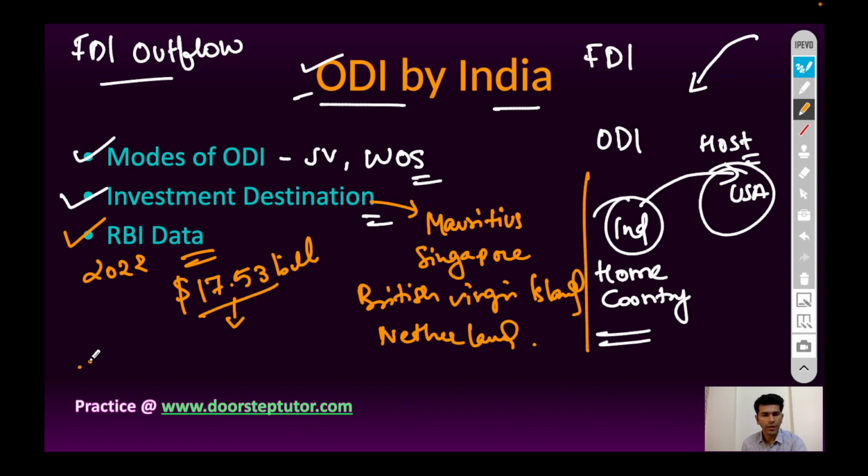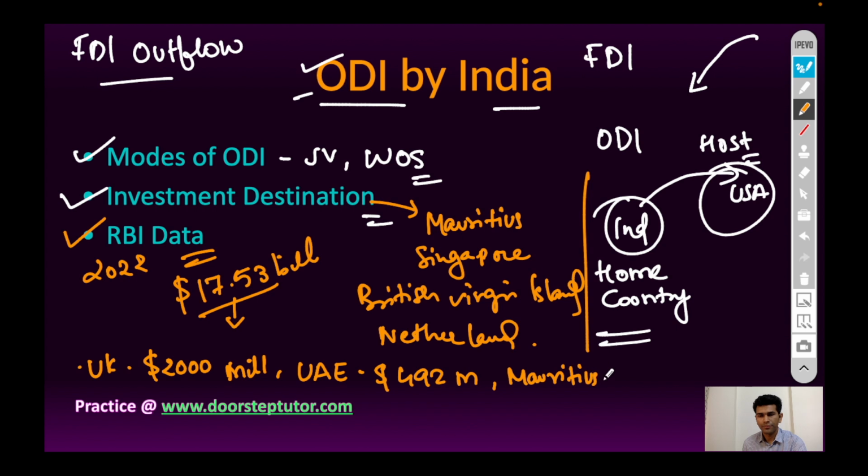Major investment in UK, $2,000 million, UAE, $492 million, Mauritius, $451 million, Singapore, $399 million, and then USA.